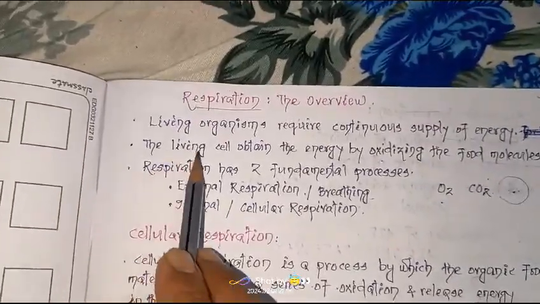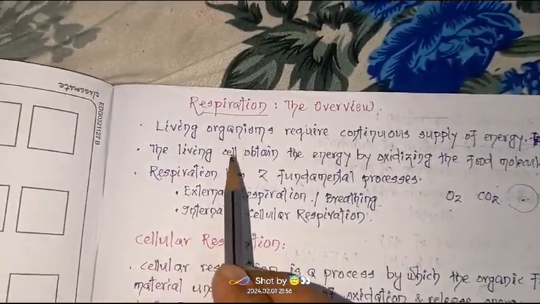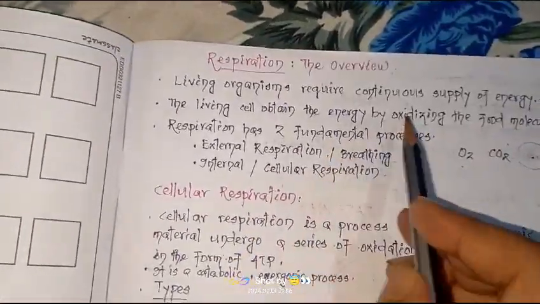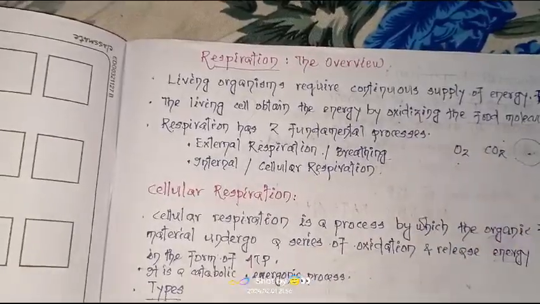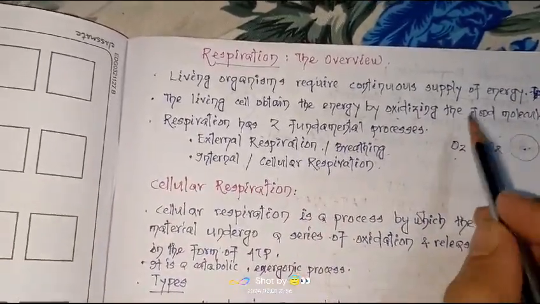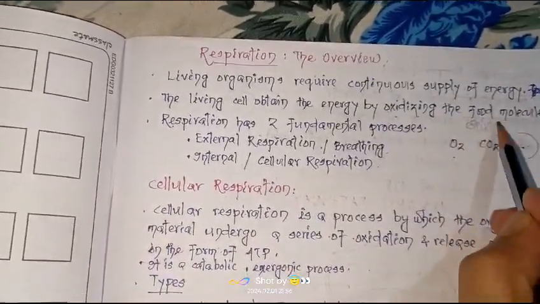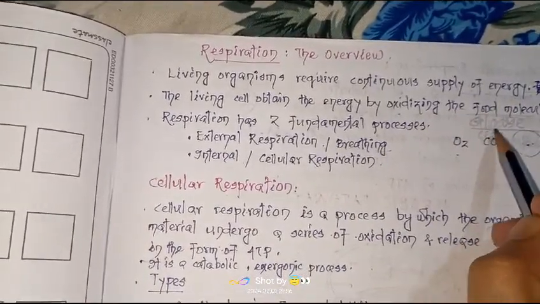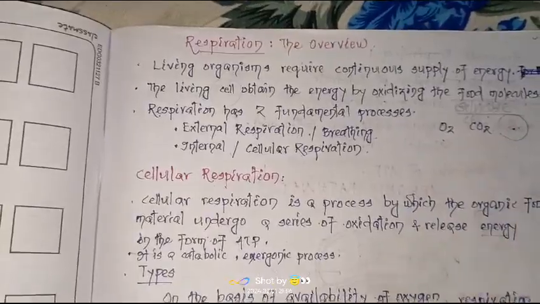Living organisms are made up of living cells, which obtain energy by oxidizing food molecules. Food molecules means glucose. In this case the food molecule is glucose. Glucose is the cellular fuel from which energy is released.